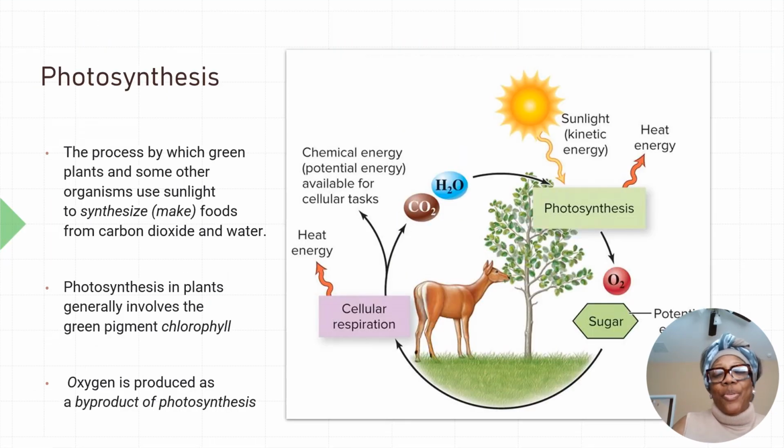I'm not going to spend a lot of time on photosynthesis other than just a basic definition and just giving you a picture so that you have it in your mind. Photosynthesis is a process by which green plants and some other organisms, because there are some bacteria as well and algae that are photosynthetic, use sunlight to synthesize or make food from carbon dioxide and water. Photosynthesis in plants generally involves the green pigment chlorophyll, and we've already stated that oxygen is produced as a byproduct or a waste product of photosynthesis.